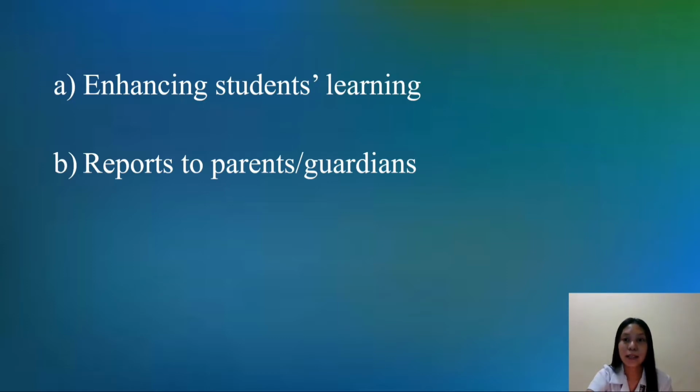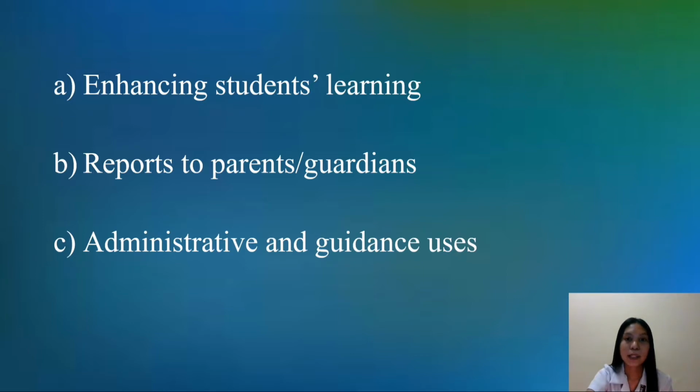So lastly is the administrative and guidance uses. The administrative and guidance purpose of grading and reporting consists in helping to indicate promotion, graduation, honor, athletic eligibility, reporting achievement to other schools or to employers, and lastly, providing input for realistic educational, vocational, and personal counseling. These three main purposes of grading and reporting by no means exhaust all possible uses of the activity.